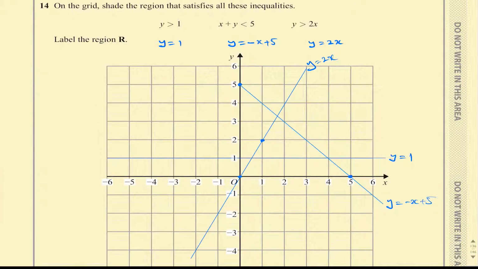Now what I need to do is follow the inequalities and use those rules. First of all, we shade where y is greater than 1, so above y equals 1. We also need to shade where y is less than minus x plus 5, so below that line. And we also need to shade where y is greater than 2x, so to the right of y equals 2x. So where we need to shade is this region here. So that's our region. Right, that's what they're asking for.